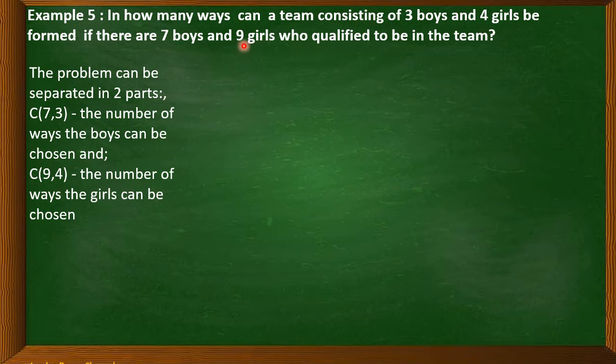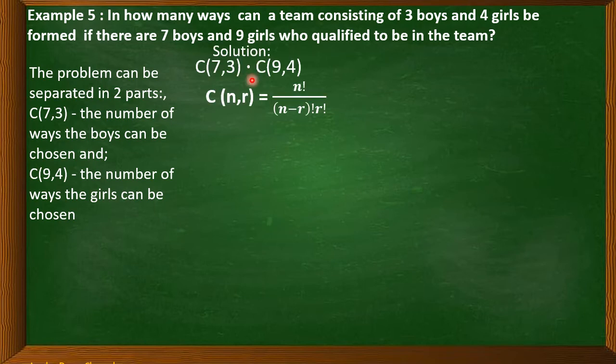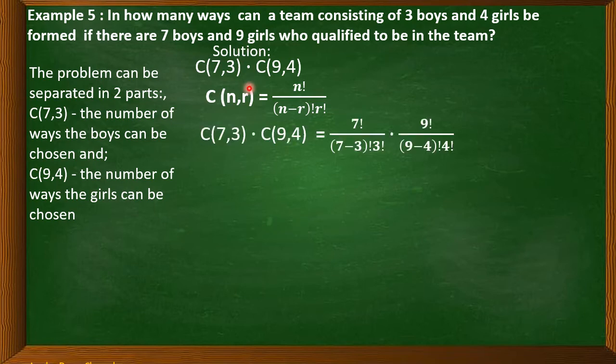Why? Because we have 9 girls, and according to the problem, we have to choose 4. And for the boys, we have 7 boys, and we need to choose 3. So this is the product between the two: combination of 7 taken 3 times combination of 9 taken 4 at a time. Again, this is our formula for combination. So we will just substitute. We have combination of 7 taken 3 at a time.